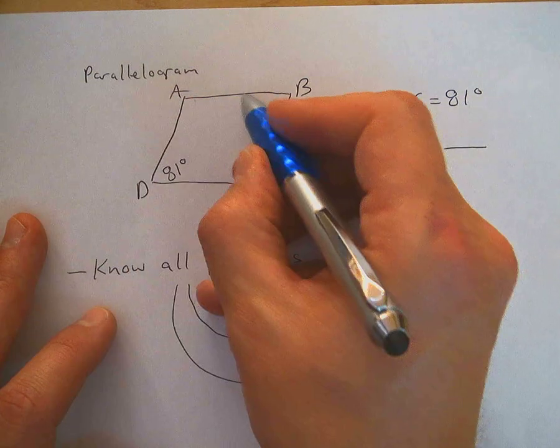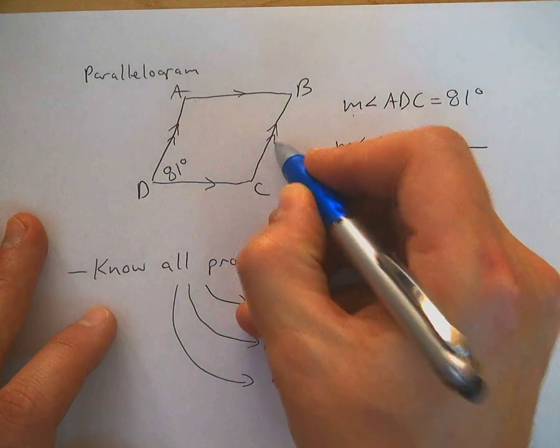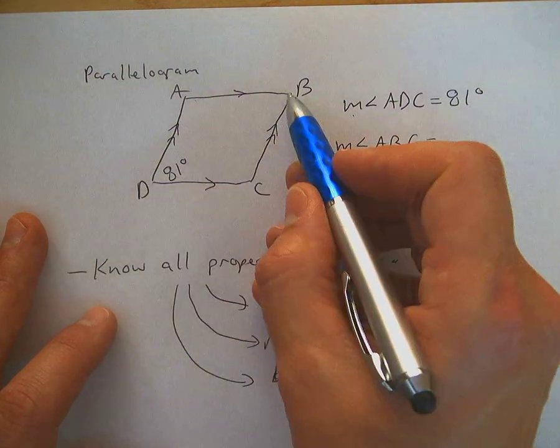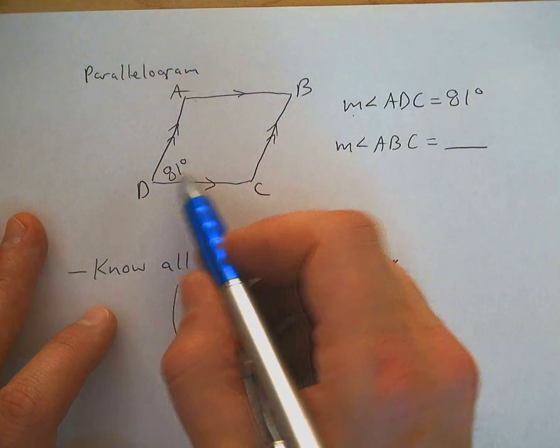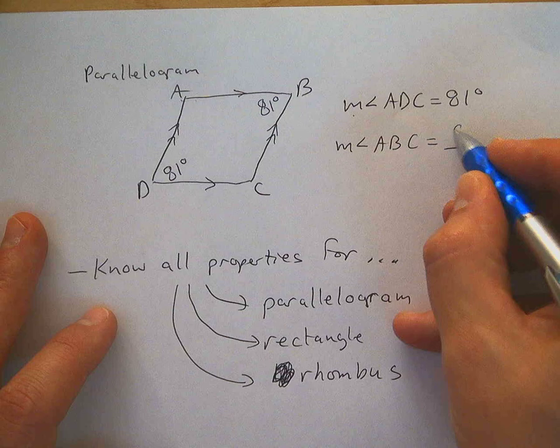Now in a parallelogram, the opposite sides are parallel. That means these opposite angles are going to be congruent. So ABC is also going to be 81 degrees.